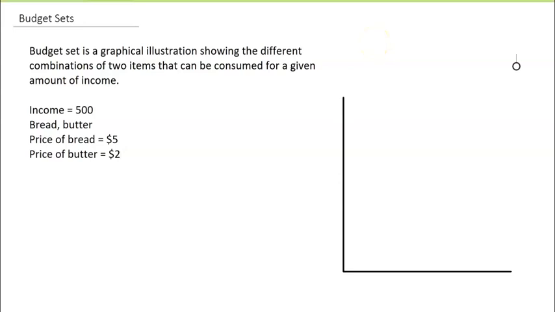So let's assume this is the start of our graph. This is the y-axis and x-axis. Now we can put bread on the y-axis or on the x-axis. It does not matter. Certain numbers will change a little bit, but the overall interpretation will remain the same. So let's say that bread is on the y-axis and butter is on the x-axis. Before we start, let's look at our income, which is $500.